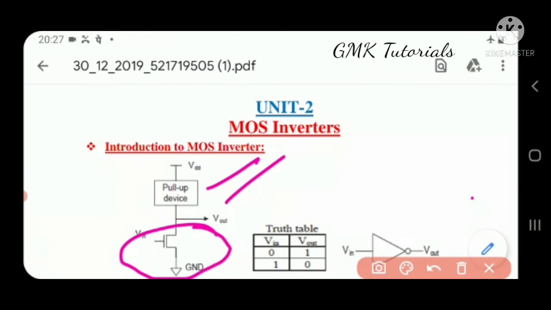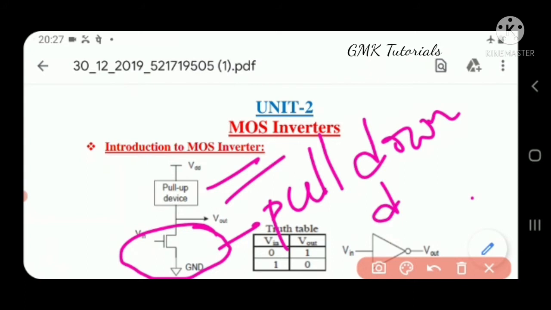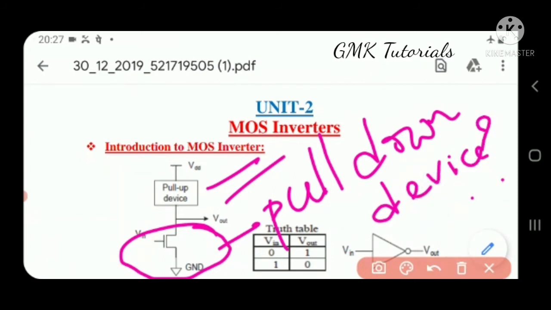Now why can we call it a pull down transistor? It is a big question for everyone. Why is it called a pull down transistor, or else a pull down device? I think this is a big question at the back of your mind, guys. I will clarify this doubt within a few seconds.